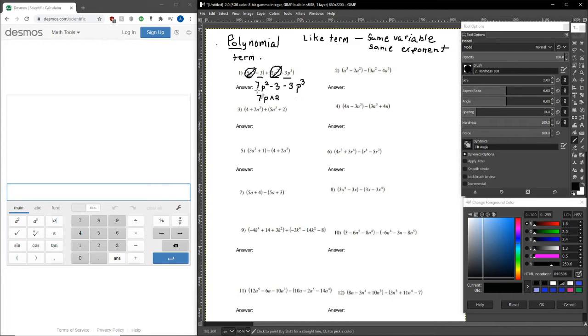Now this is fine. It's all correct. It's almost as good as it gets. The thing that you can do to make it better is put it in standard form. And standard form happens when you go from the biggest exponent to the second biggest exponent to the lowest exponent. So you go in descending order.